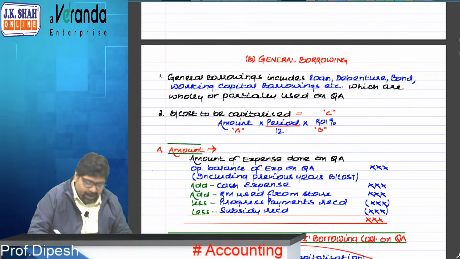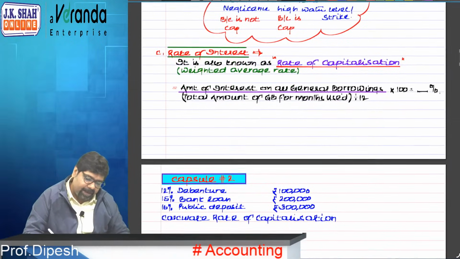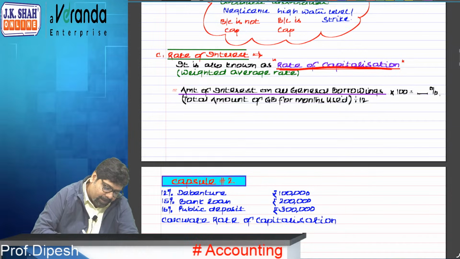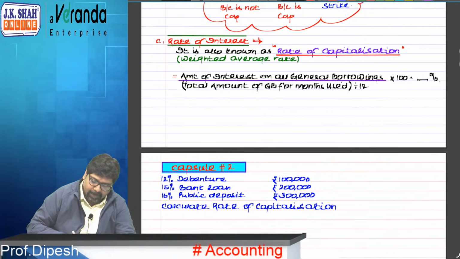How to calculate rate of interest? That is weighted average rate of interest. It is also known as rate of capitalization, weighted average interest. Amount of interest on all general borrowings, amount of general borrowings for months used divided by 12.